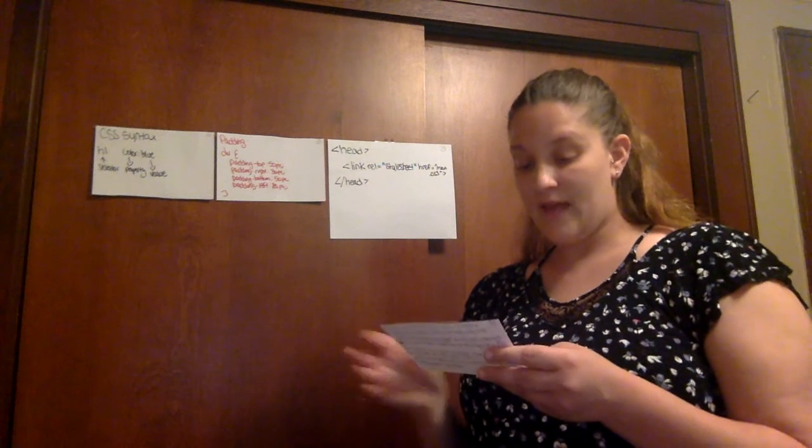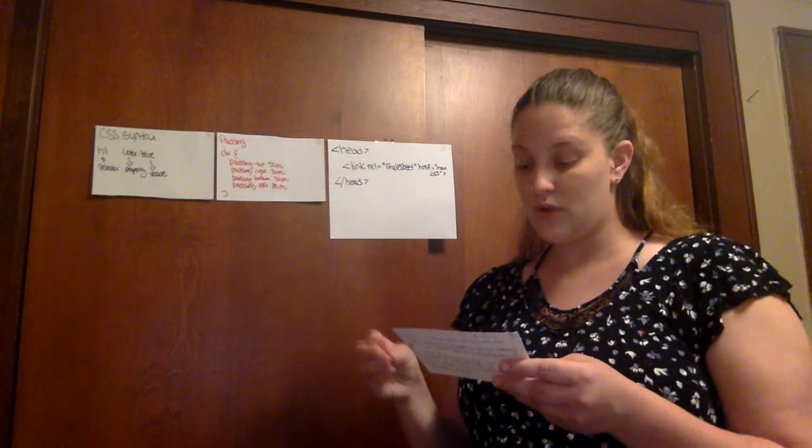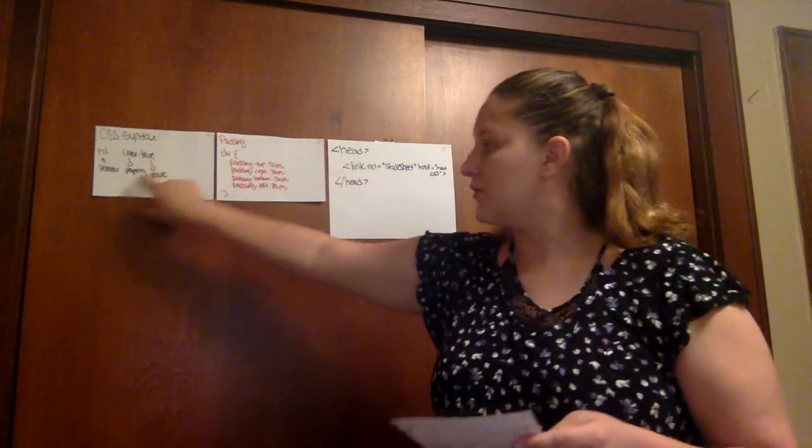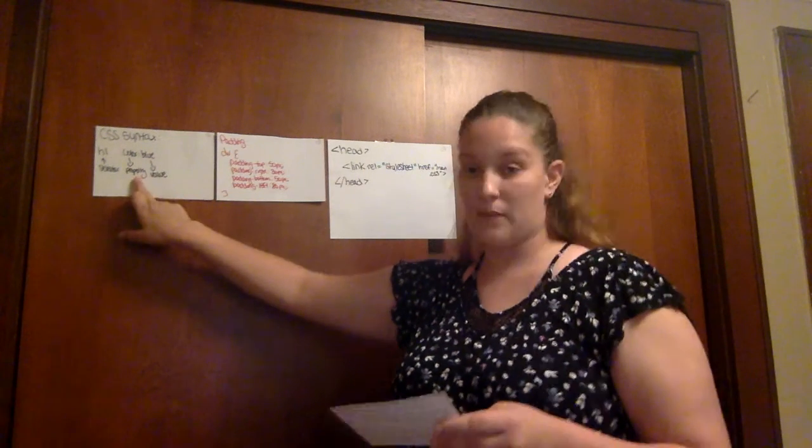Values determine the behavior of the property. They are between the colon and the semicolon. So here I have my value, here's my selector, and here's my property.